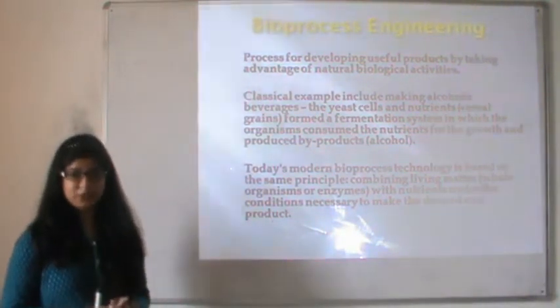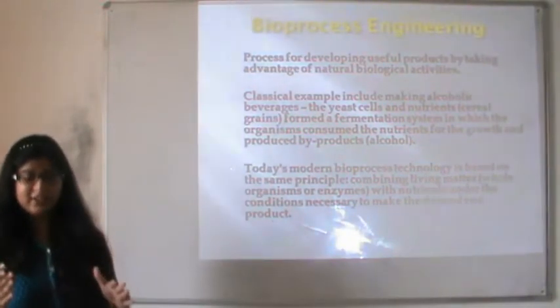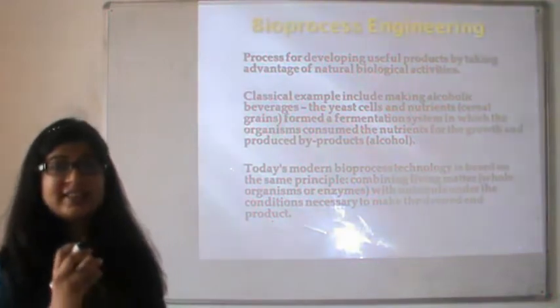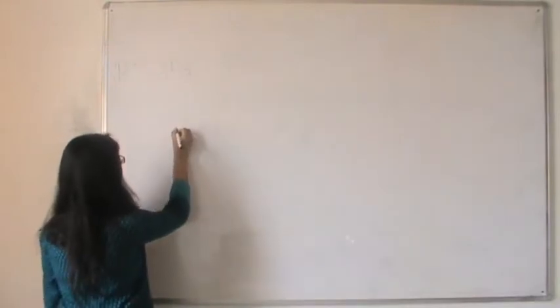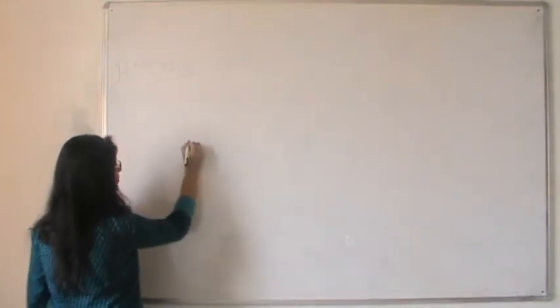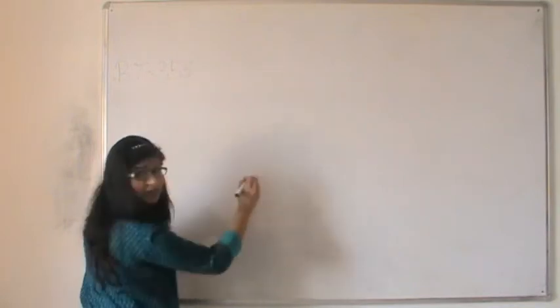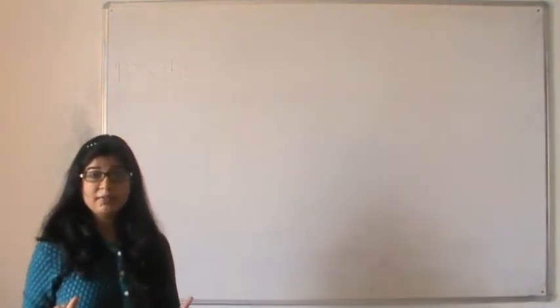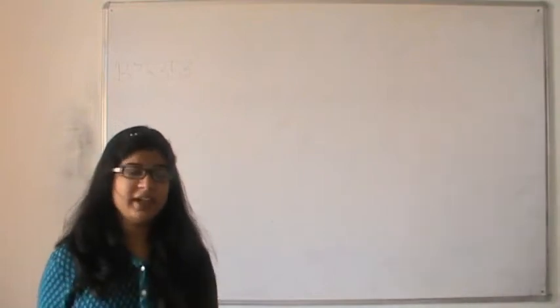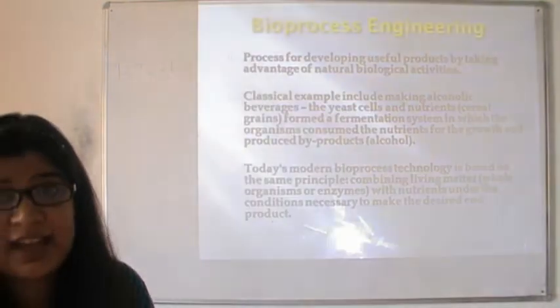Now a classic example is curd making. At home we prepare curd. We take milk, whole milk, and we add a certain amount of curd. In scientific terms, we say that we add inoculum. We take milk and add a certain amount of inoculum to it. Inoculum means a certain amount of curd, and after some time of incubation what we get is the curd. That is one classic example of bioprocess engineering.